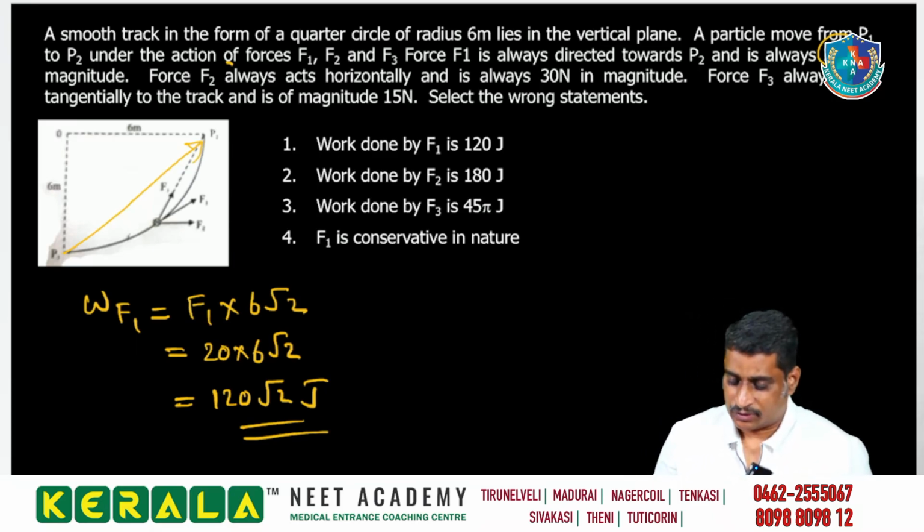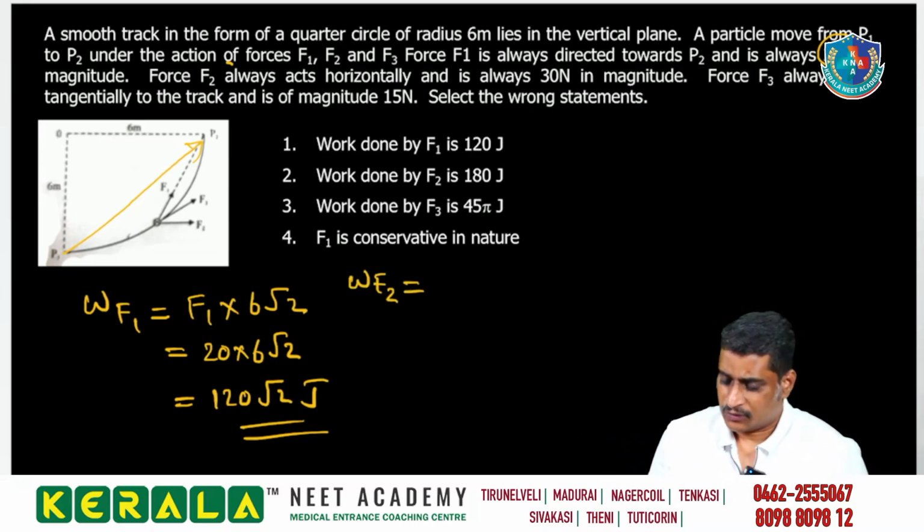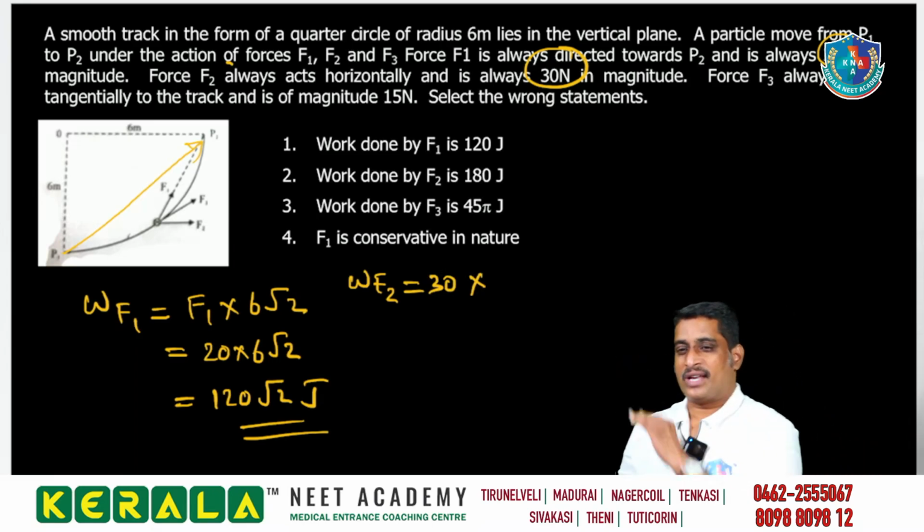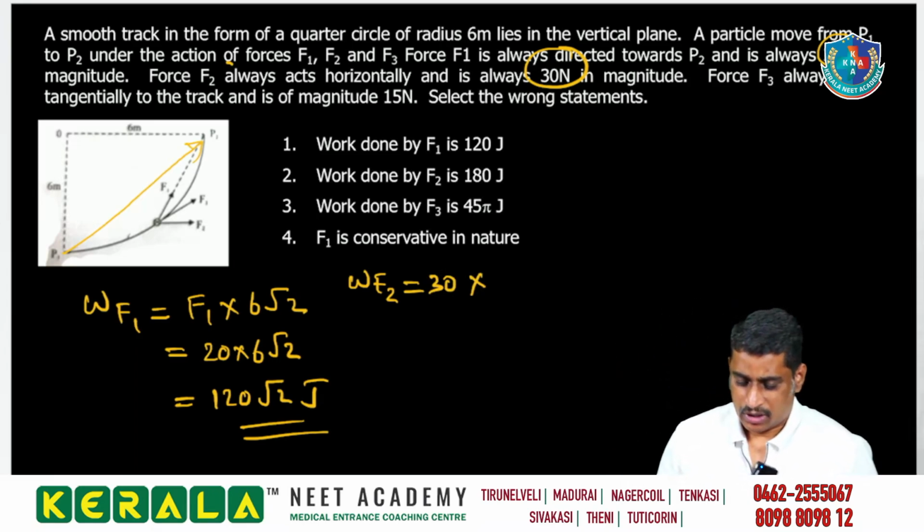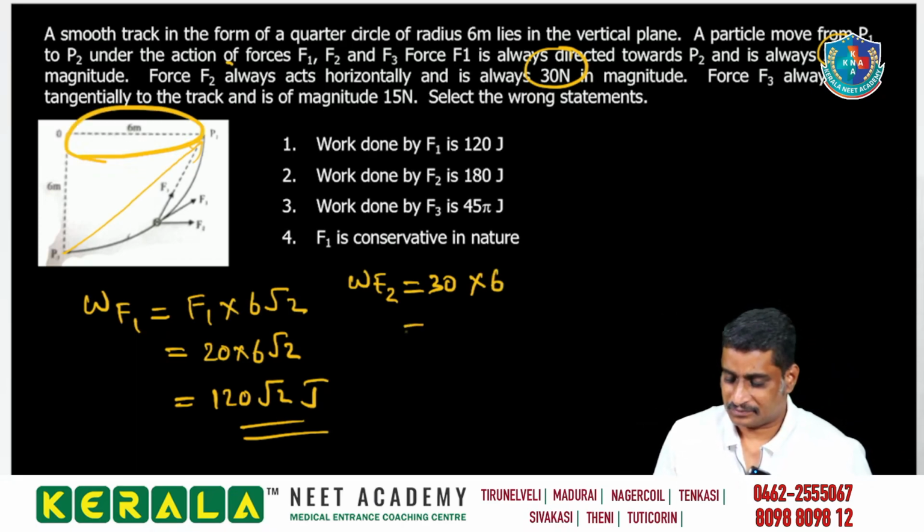Come to the work done by the force F2. F2 is also a constant force acting in the horizontal direction. The value of F2 is 30 Newton. So 30 into the displacement along the direction of that force. Along the direction of F2, displacement will be equal to 6. So this will be 180 joules.